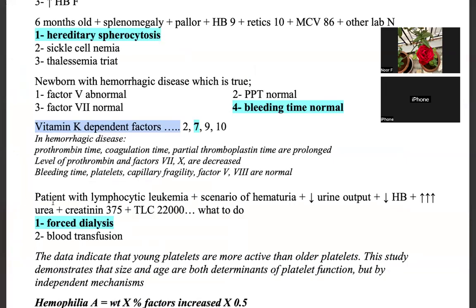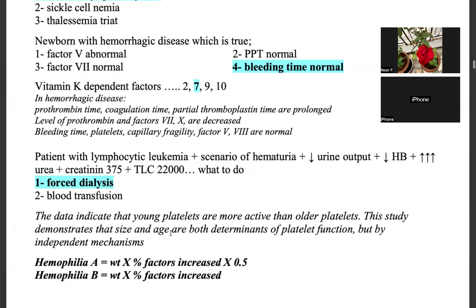A patient with lymphocytic leukemia has a scenario of hematuria, reduced urine output, reduced hemoglobin, and increased urea and creatinine of 375. Total leukocyte count is 20,000. Urea is too much increased and creatinine is 375. It is a picture of renal failure, with hematuria, reduced urine output, and total leukocyte count 22,000. So what do you do? Forced dialysis.